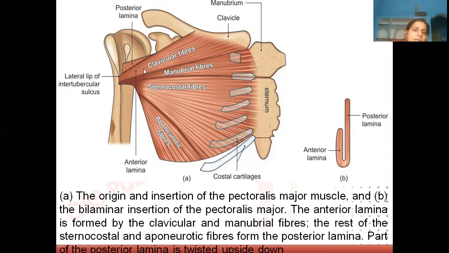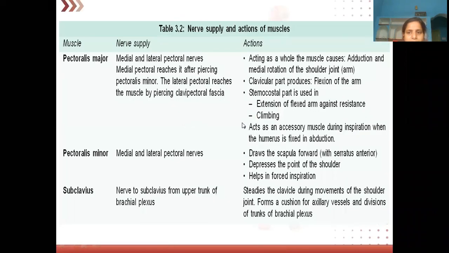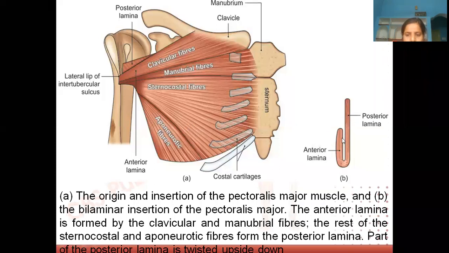Okay, then coming to the insertion, you remember lady between two majors. So we had pectoralis major and then we have teres major. So where is this pectoralis major getting inserted? It is getting inserted into the lateral lip of the intertubercular sulcus, the bicipital groove, and you will see the insertion is like the posterior. See, these are the aponeurotic fibers and sternocostal fibers. They will come to make a posterior lamina. Clavicular and manubrial fibers, they will come to make the anterior lamina, like that.